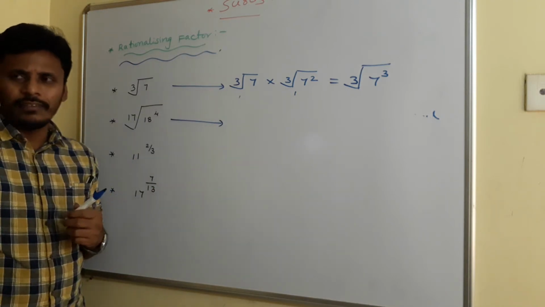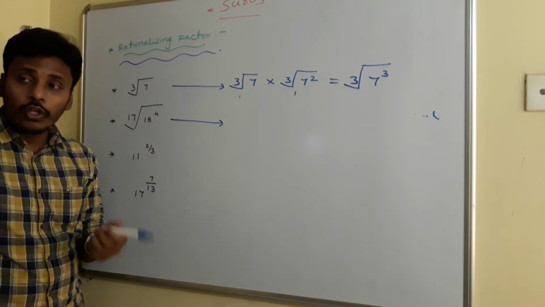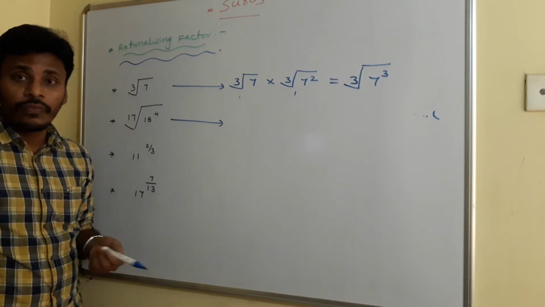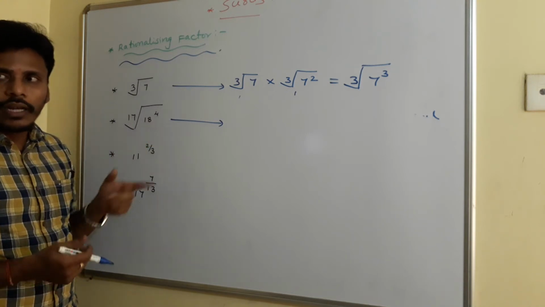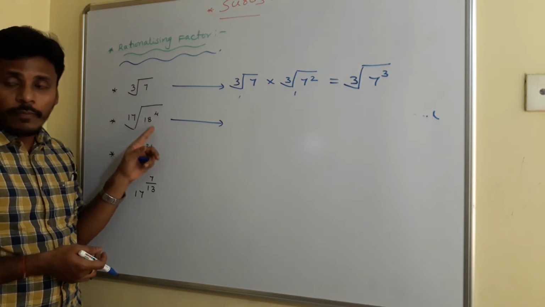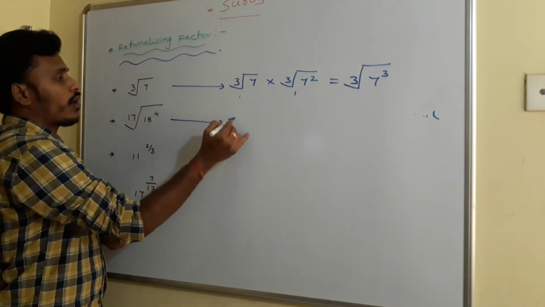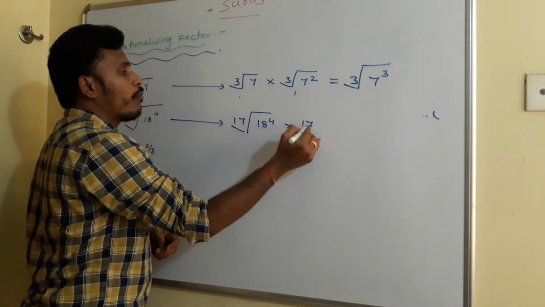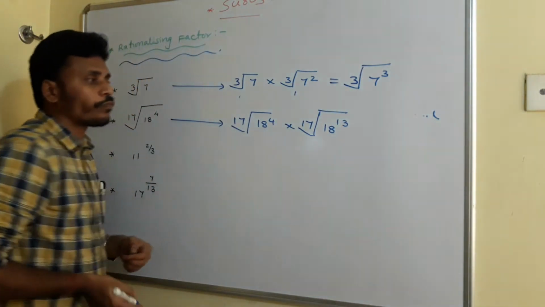Since it is the 17th root of 18 power 4, in the root you need every number 17 times, since it is the 17th root. Since 4 18s are there, you need 17 18s, so you need to multiply with 13 18s. That is, the 17th root of 18 power 4 multiplied with the 17th root of 18 power 13.